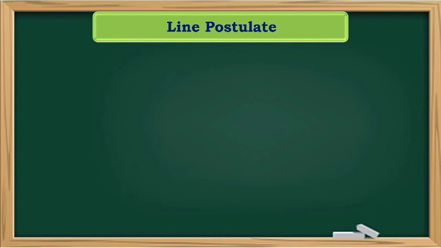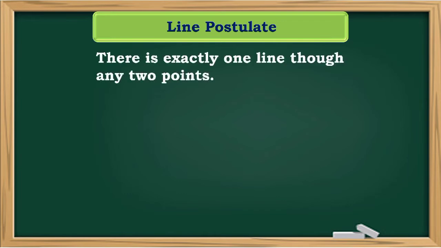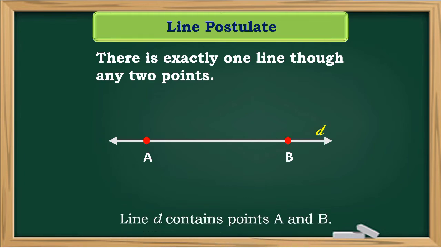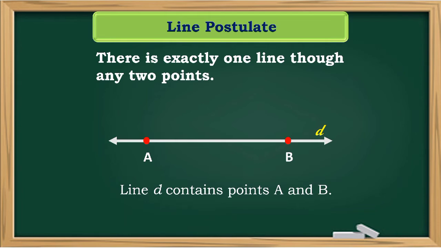Now in geometry, let's talk about the line postulate. The line postulate says that there is exactly one line through any 2 points. For example, we have point A and point B. We are going to draw a line, and that is exactly one line. Let's name the line as line D. So this postulate is true. Line D contains points A and B.